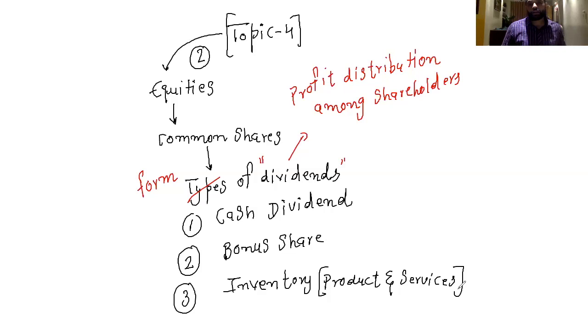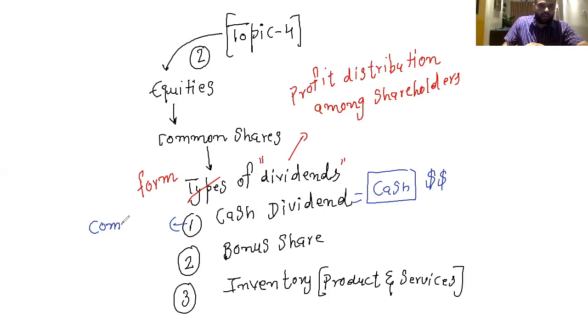So let's talk about the cash dividend. So cash dividend means when company transfer money, which is dividend money, company pay in form of cash. Company give cash to their shareholders. This is the common way to pay. This is a very ordinary way to pay dividend to their shareholders, right?